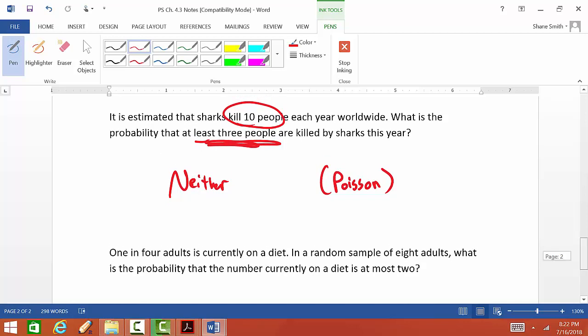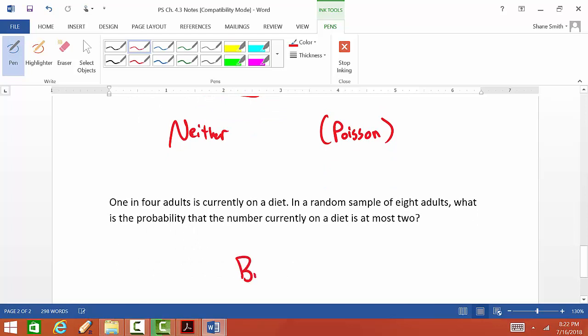If that was binomial, that's what it would have to be. So it's not. The last one, though, is binomial because they give you a probability of success, right? 1 in 4 adults are dieting, so that's your success. You have 8 adults, so that is your number of trials, and you're counting how many people are on a diet. So out of a set number of trials, that is binomial. So make sure you know when you are in a binomial situation or a geometric situation, because I won't tell you what situation is what. You're going to need to identify that for yourself.